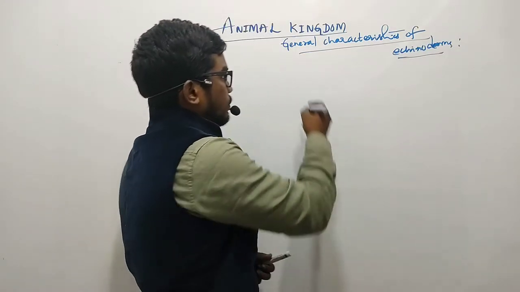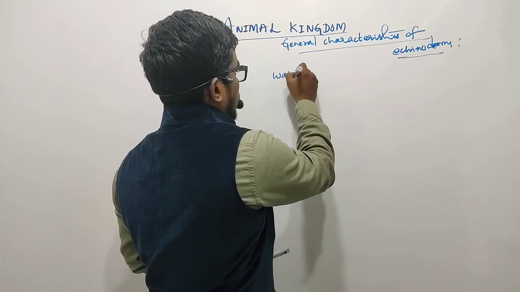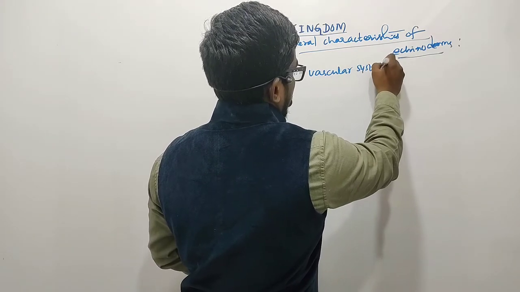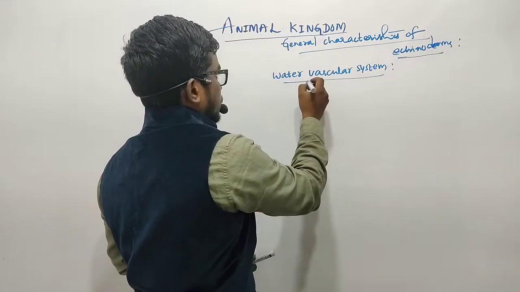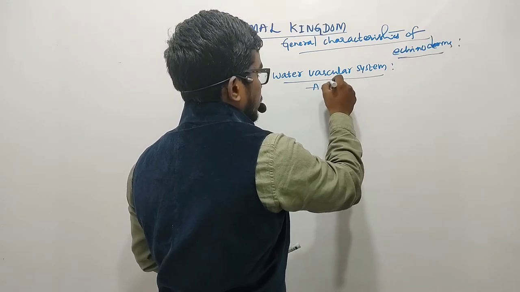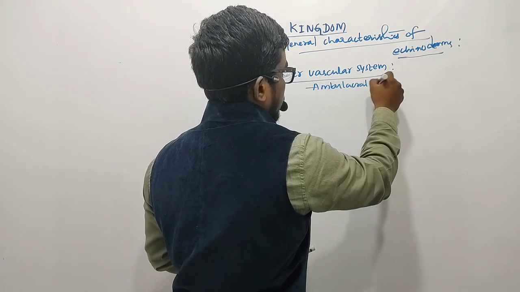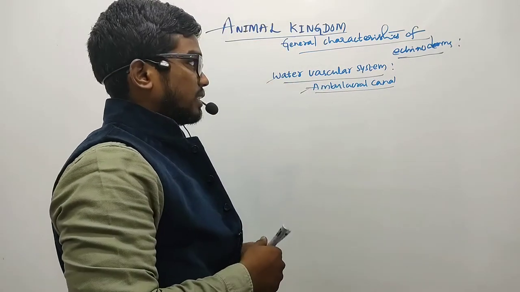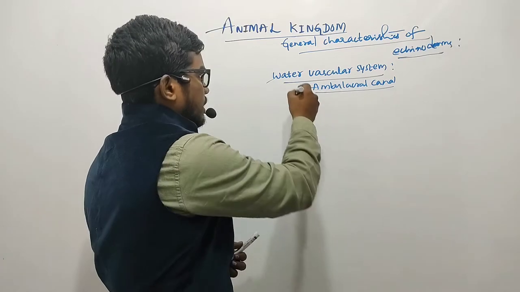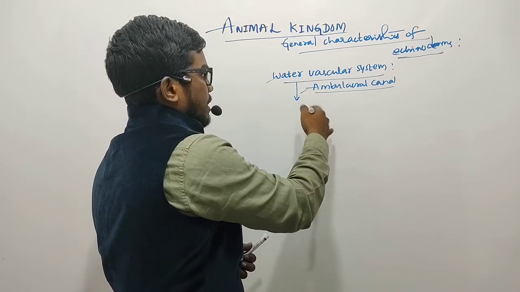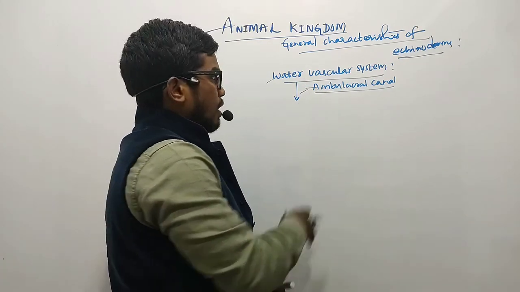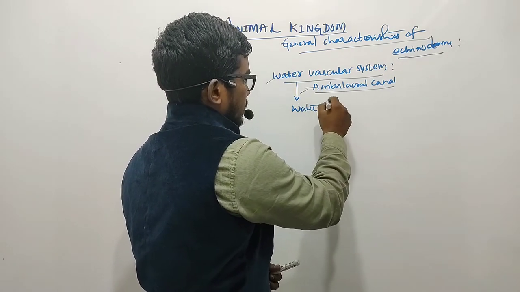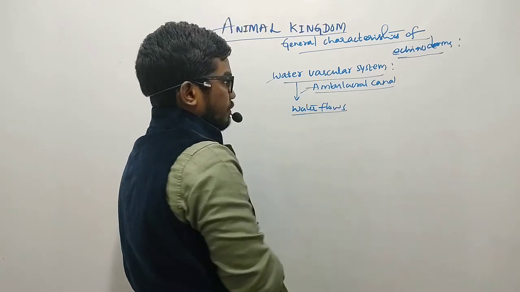Dear students, next moving on to the water vascular system. This is also called the ambulacral canal. So this is present as a special characteristic here. It has many tubes which form this system, where water flows through them.